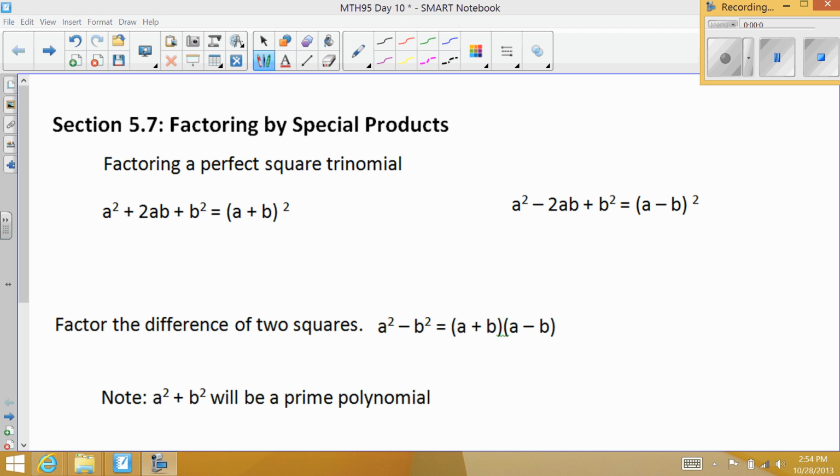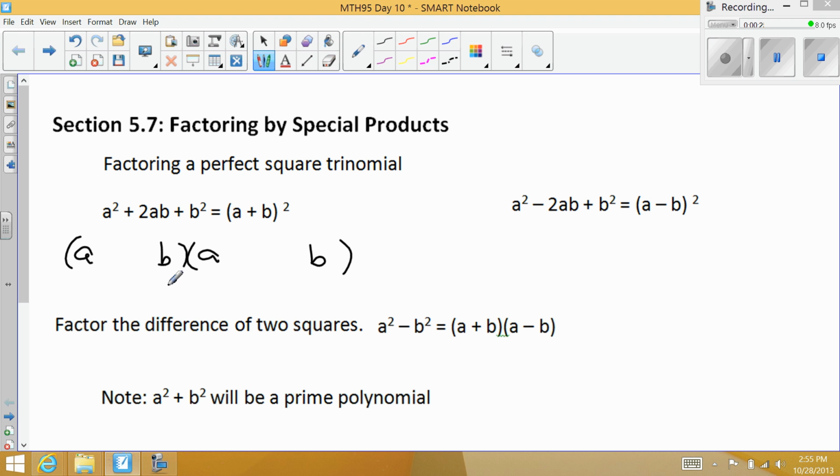Factoring by special products are basically shortcuts. If you notice that a trinomial falls into a particular pattern, this is going to be a quick way to factor them. So if we have a squared plus 2 times ab plus b squared, this will always factor in a particular way. A squared will always factor to a times a, and b squared always factors to b times b. Now our middle terms, a times b and b times a, are really just ab and ab.